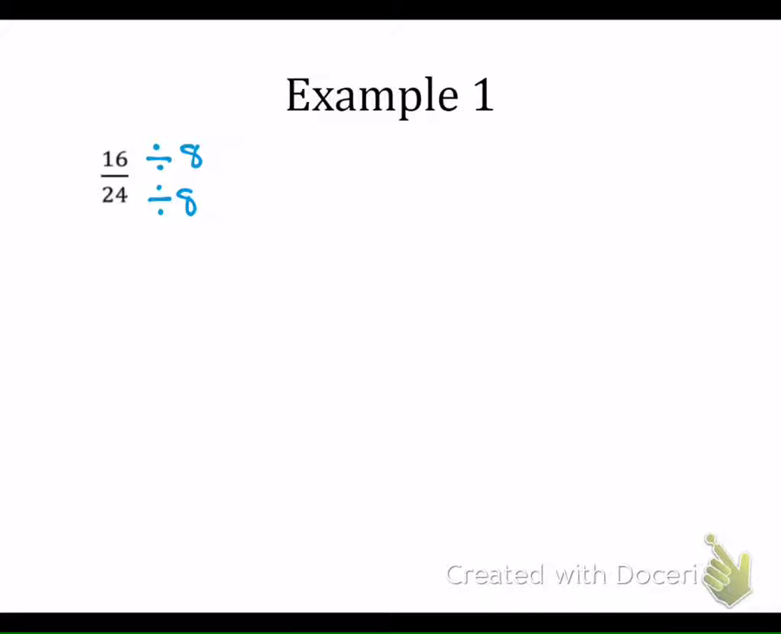All right, so you can divide the top by 8. We get a 2. Divide the 24 by 8. We get a 3. So 2/3 is this fraction reduced. If you need more time, pause the video. If you are ready to roll, let's go on to number 2. So here's our next one.